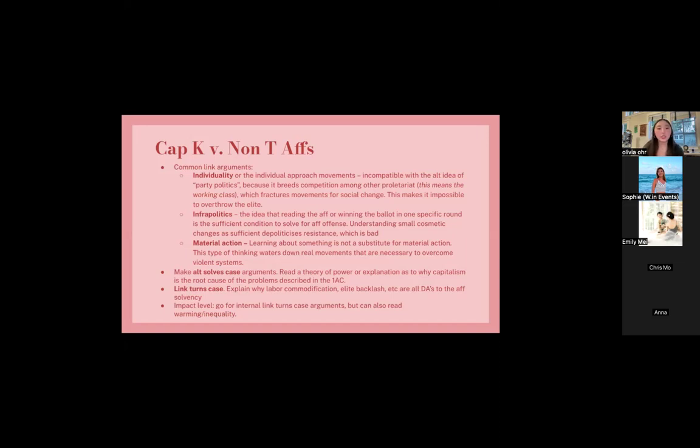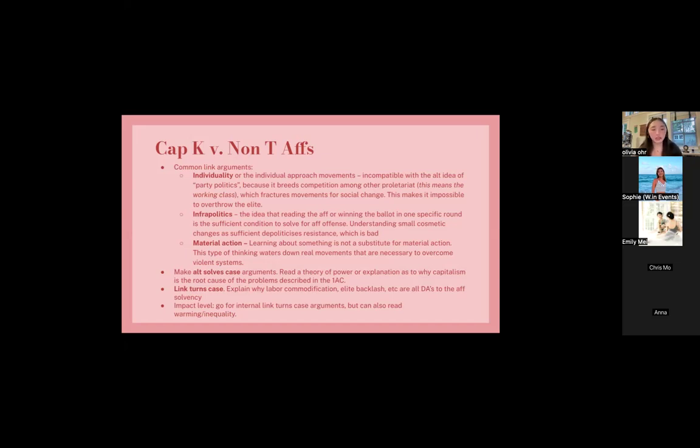The next link is material action. It's the idea that learning about something is not a substitute for material action. Thinking that "I just learned about something, so I don't have to engage in this problem anymore" is bad because it waters down the real types of movements that must happen via material change, which are necessary to overcome violent, materially based systems. This is helpful against affs that make arguments about and have material impacts, but their method is solely mindset or epistemically based. So this is when this link argument applies.